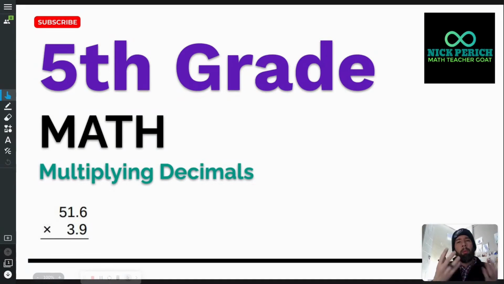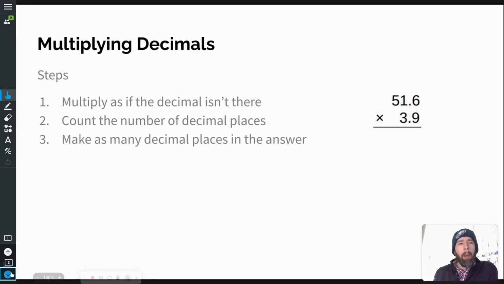I'm going to do a bunch of problems. I'm going to ask you to do a bunch of problems. Away we go. Now, I promised you that the steps were very similar to multiplying regular numbers, and they are. So step number 1 is multiply as if the decimal isn't there.